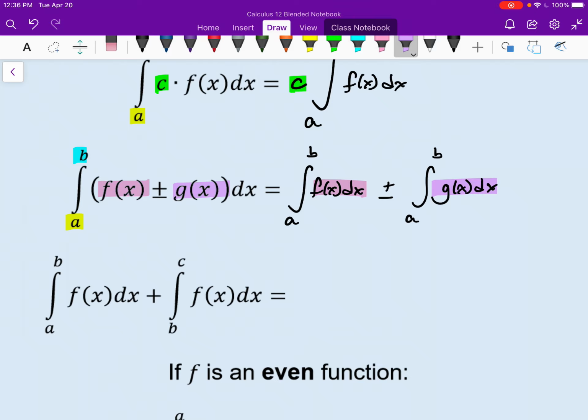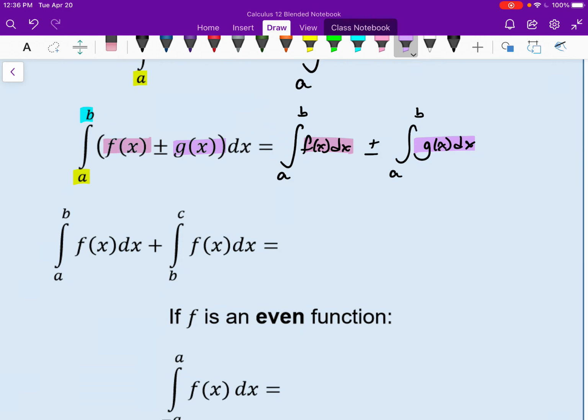All right, now for this one, notice we have the same function each time: f of x dx, f of x dx. But if we look at my interval, I go from a to b. And the next one, I go from b to c. So really, I have the same function, two different integrals, but the endpoint of one integral connects with the beginning point of the next one.